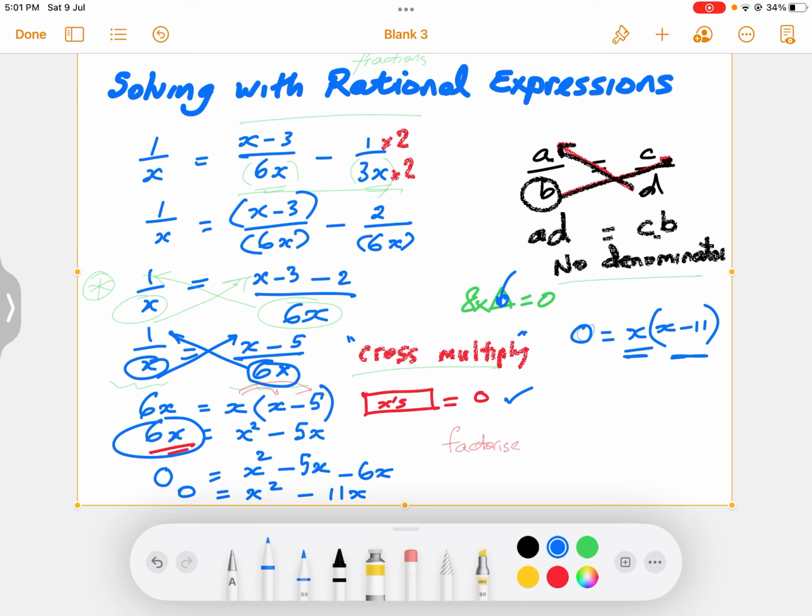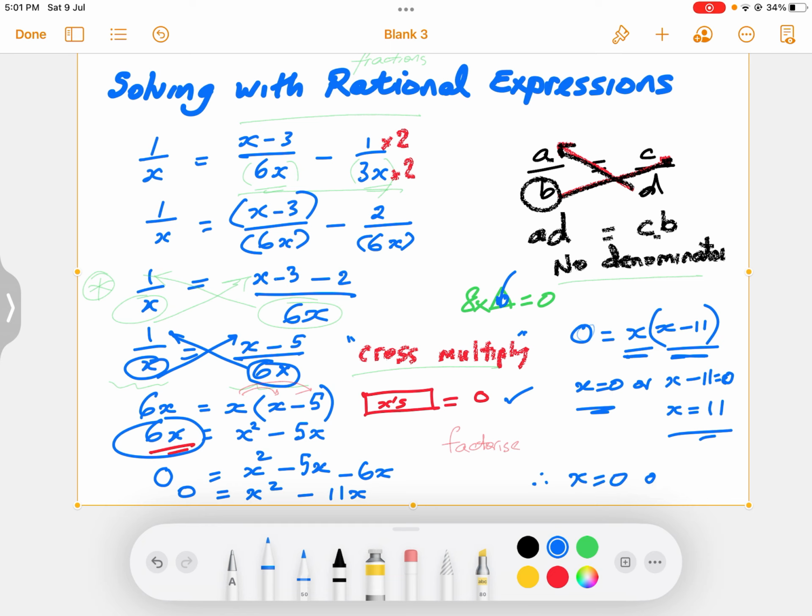Therefore, x can equal 0. Or this bracket can equal 0. And we end up with, let's just make that a 0. This is finished. Take the minus 11 across to be 0 plus 11. And we've got our answer, therefore, x could equal 0 or x could equal 11. There are, in fact, two solutions to this equation because we had a quadratic.